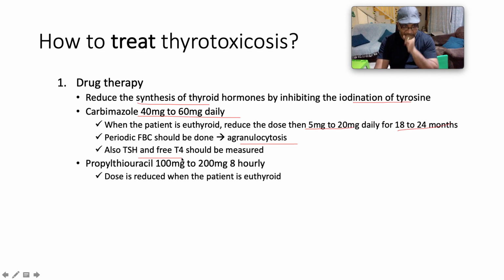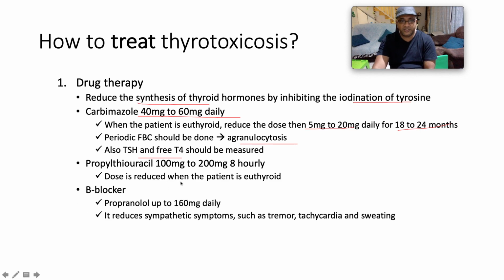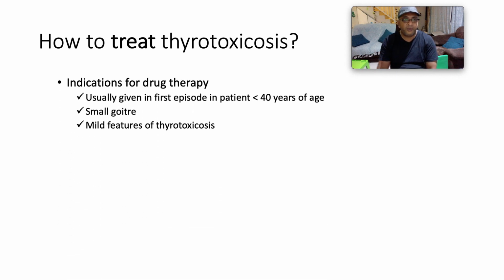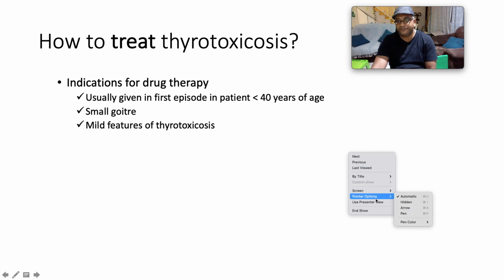The other drug option we have is propylthiouracil. The dose is 100 to 200 milligrams 8 hourly. The dose is also reduced once the patient is euthyroid. Now, to help with the dysautonomic symptoms, you can give a beta blocker in the way of propranolol up to a ceiling dose of 160 milligram daily, which does a lot to reduce the sympathetic symptoms such as tremor, tachycardia, and sweating.